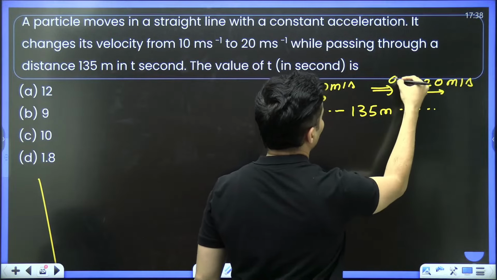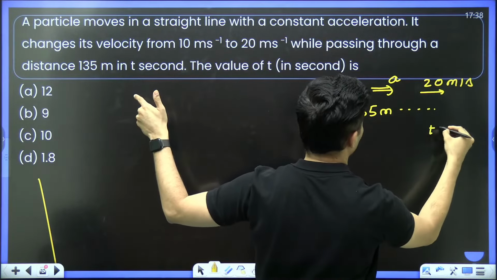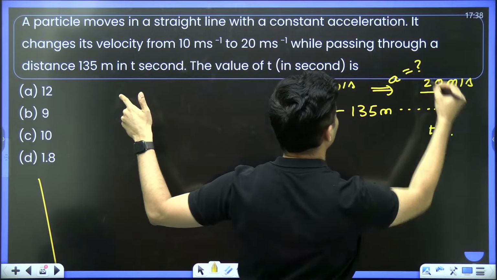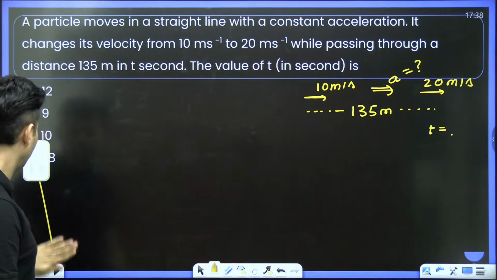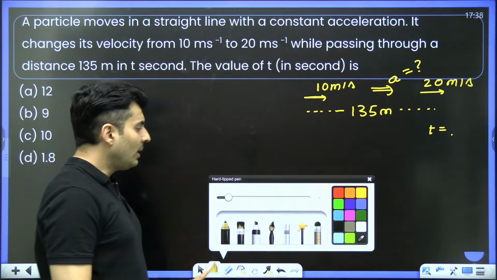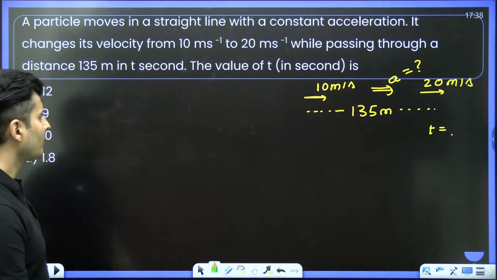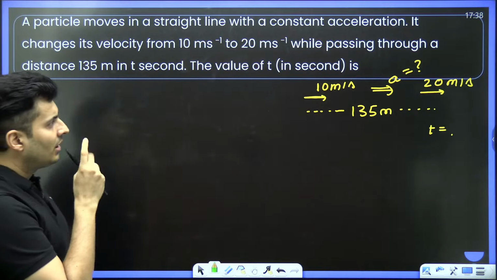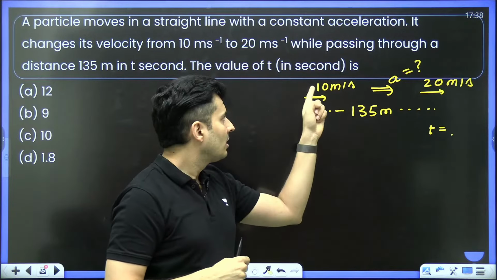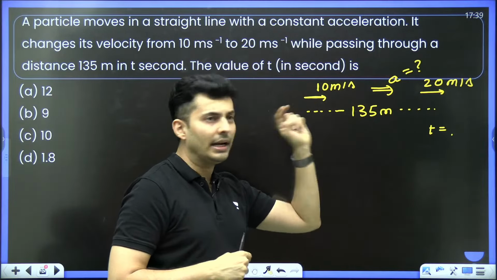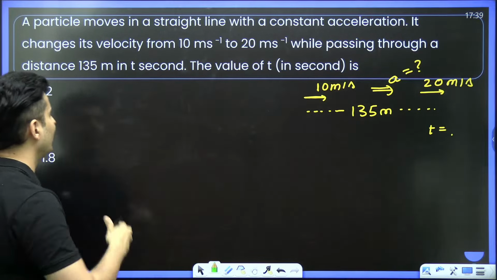I don't know the acceleration, and I also don't know the time. Interesting. So how do I solve this question? Maybe I'll first find acceleration. By which equation? U is known, V is known, S is known. Initial speed, final speed, and displacement are known. I want to find acceleration. I think I will use the third kinematic equation.